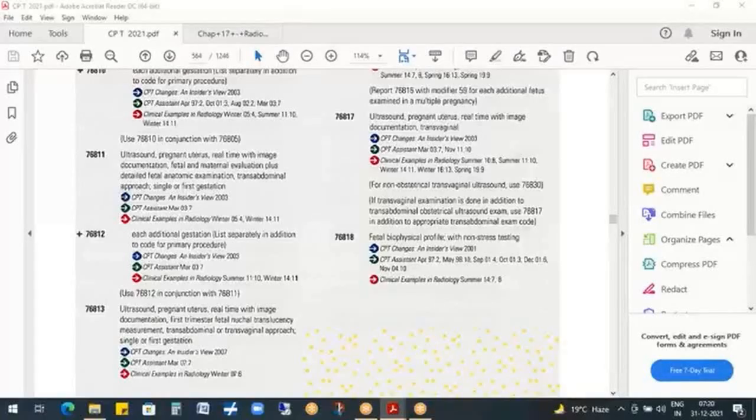Detailed fetal anatomical examination. Next point. Limited fetal anatomical examination. Next point.